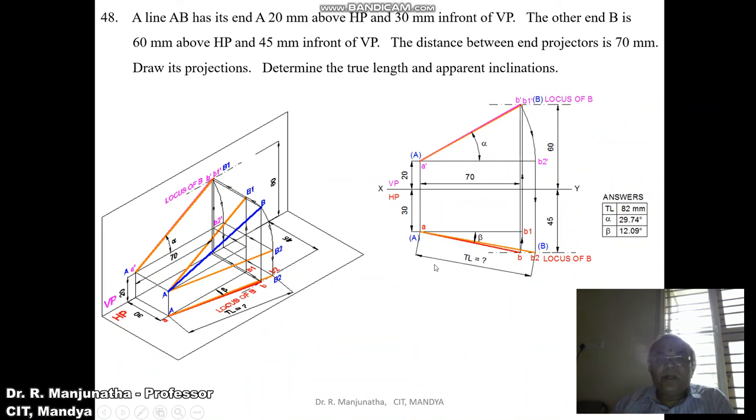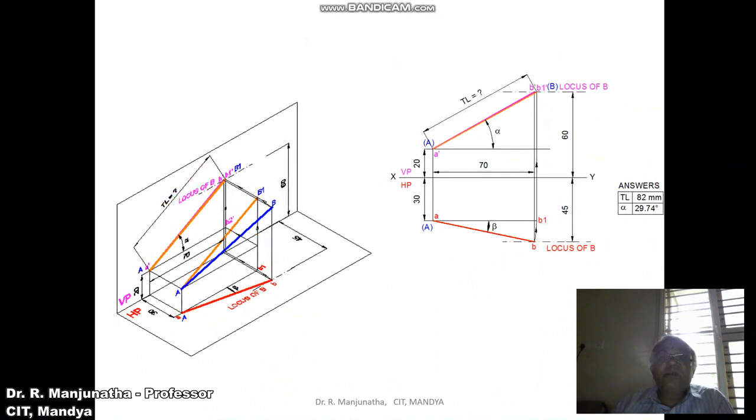And now we are going to try to solve the problem in the sketchbook, stepwise. To do that, first we are going to find out the true length in the vertical plane. So what we have done is, we are considering the line in space. When you rotate it, make it parallel to VP, you are going to get the line which is parallel to VP. Then you are finding out the true length in VP.